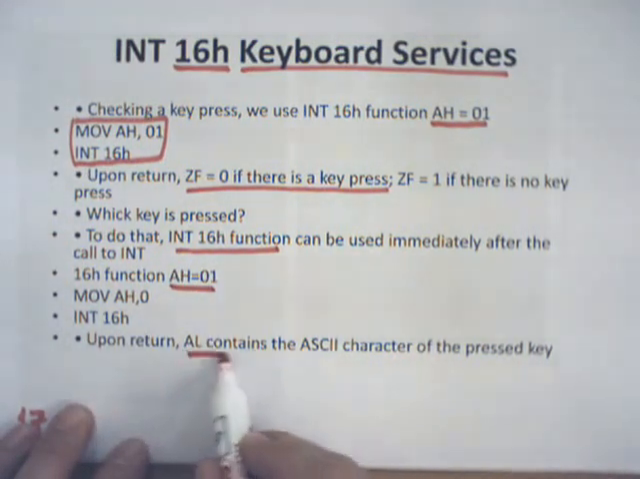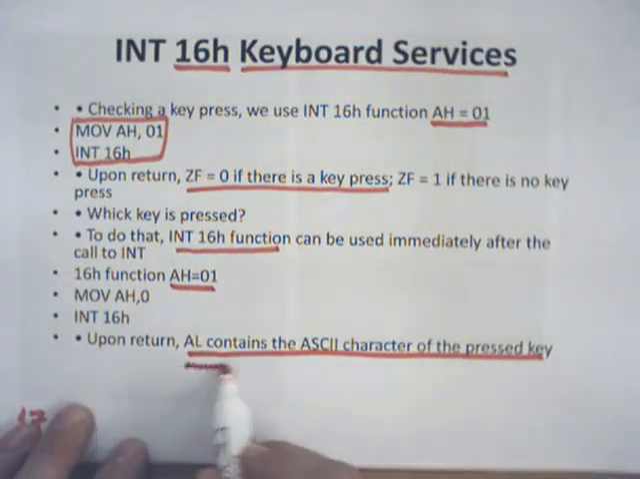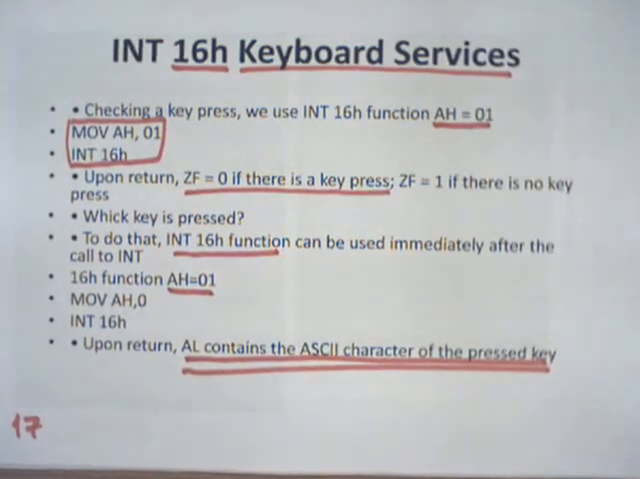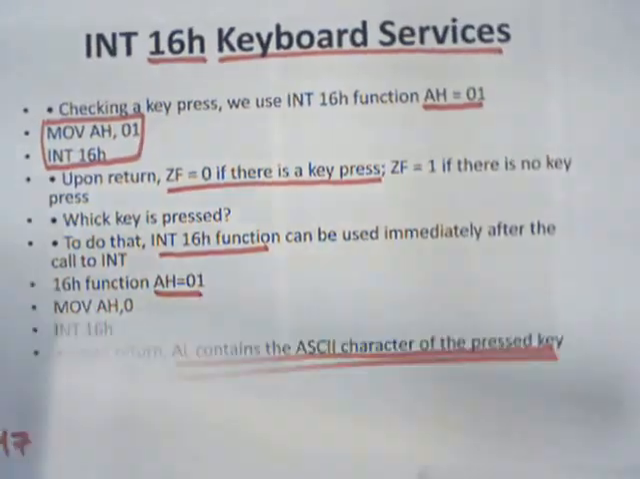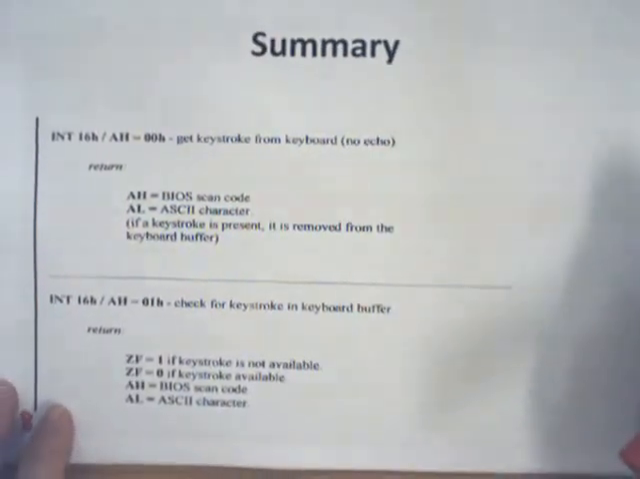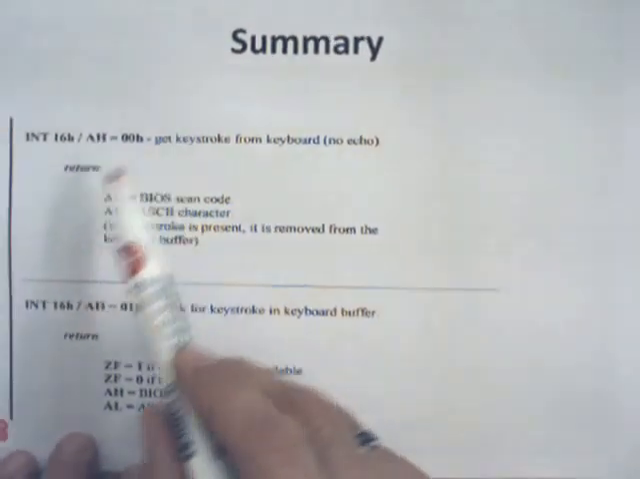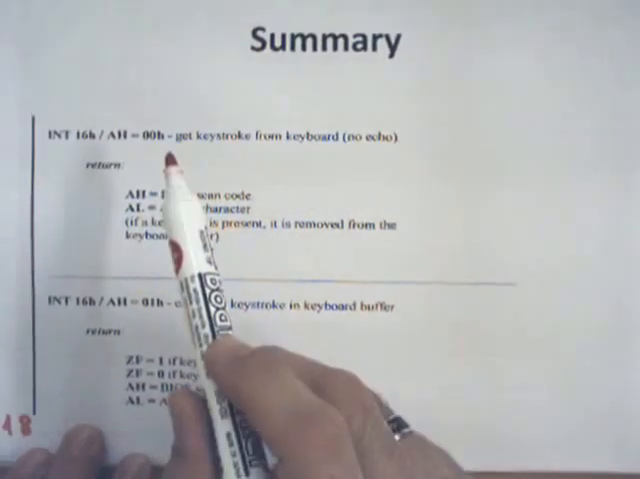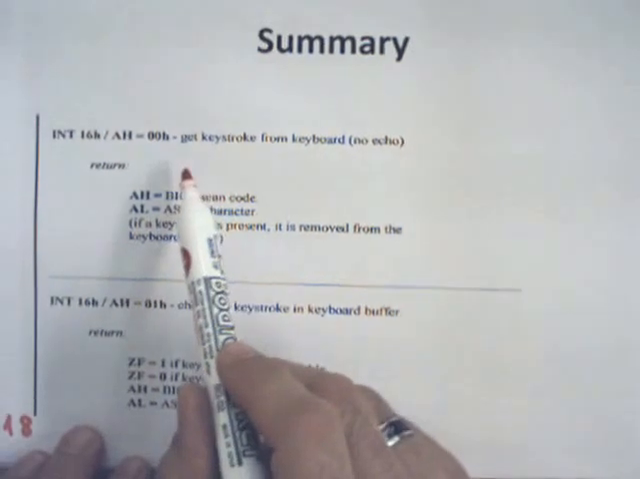Upon return, AL contains the ASCII character of the pressed key. So we can have an interaction, and the ASCII code of the key press can be stored in the register. This is the summary of the information given in the 16H keyboard service interrupt.